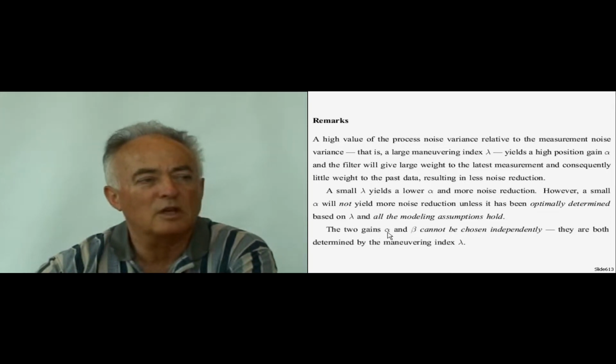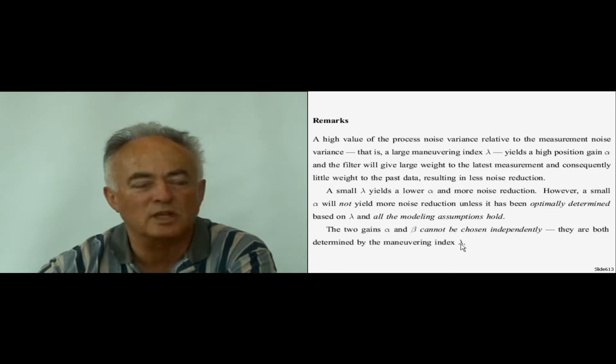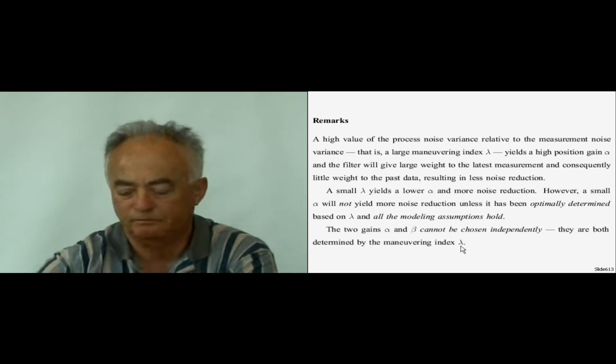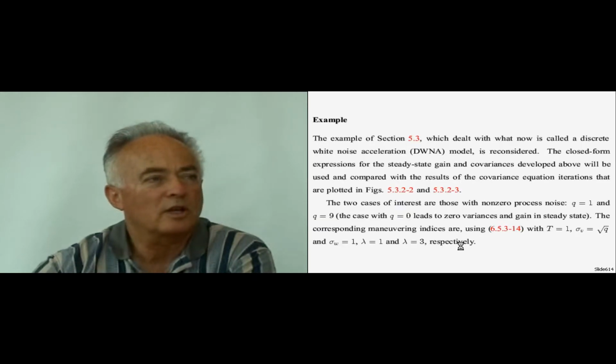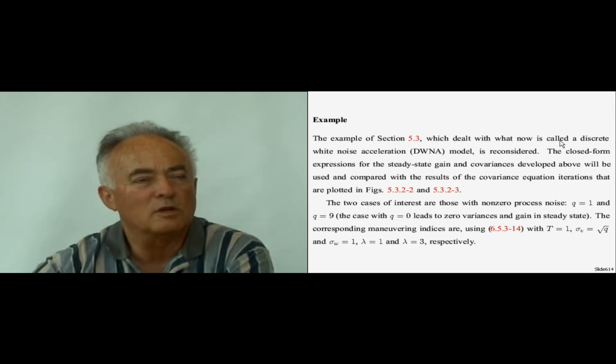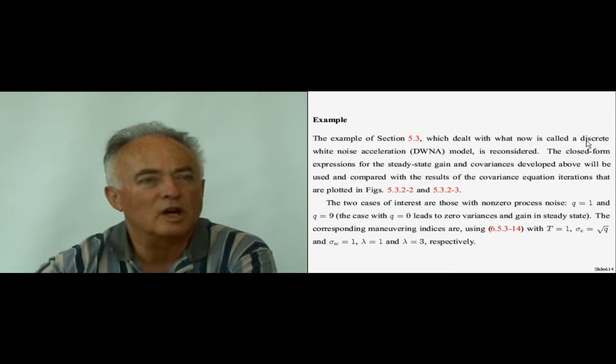Another comment is that the gains alpha and beta cannot be chosen independently. They are both determined by the maneuvering index lambda. Let's take an example. We had an example in the Kalman filter where the model we used, now we have a name for it, is really a discrete white noise acceleration model.